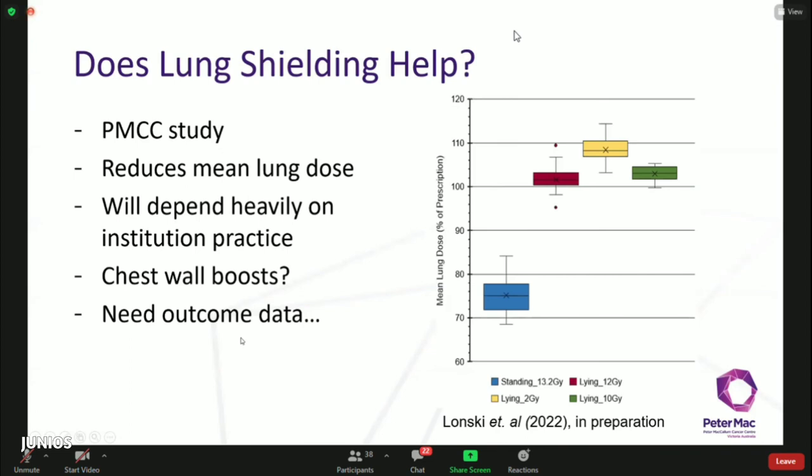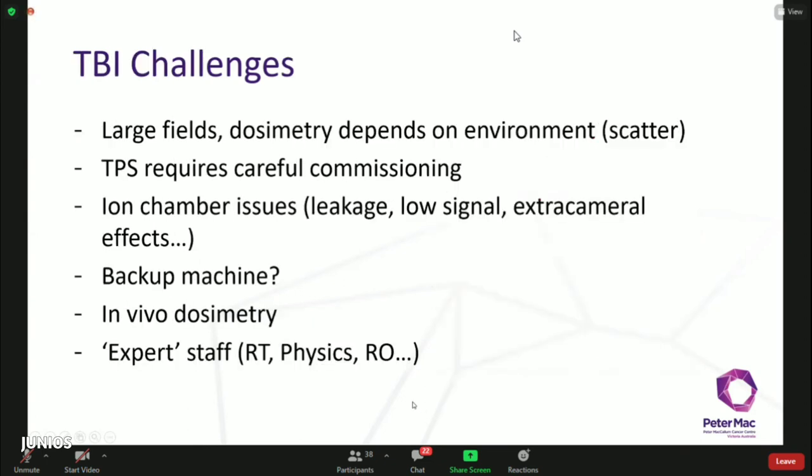So does lung shielding actually help? What difference are they making to the dosimetry? Well, we've done our own in-house study recently, and this is in preparation, though it's not published just yet. But what we can see is that relative to the prescription dose, all of our lying techniques, regardless of the dose, receive between 100 and 110% of the prescription as a mean dose to the lungs, and that's even with chest bolus. So it's quite difficult to spare the lungs with a lying technique. Our standing TBI, however, with lung shields reduces the relative mean lung dose to about 75% of the prescription. So there's clearly a benefit there to the shielding blocks, even with the addition of those electron chest wall boost doses included in that lung DVH. We do, however, need outcome data to see whether this actually makes a clinical difference. That's work in progress. But at least from now, we can see that the shielding, despite being additional work, does actually reduce the overall mean lung doses.